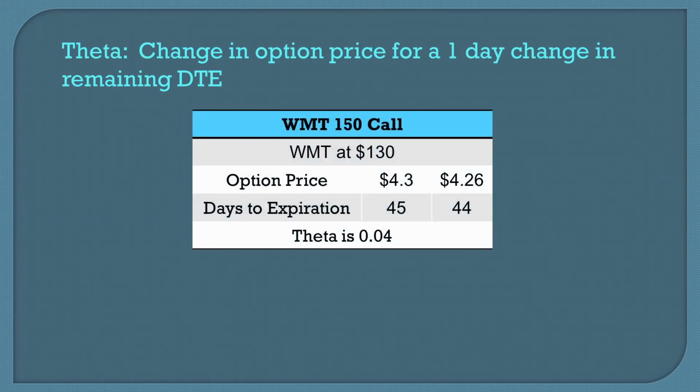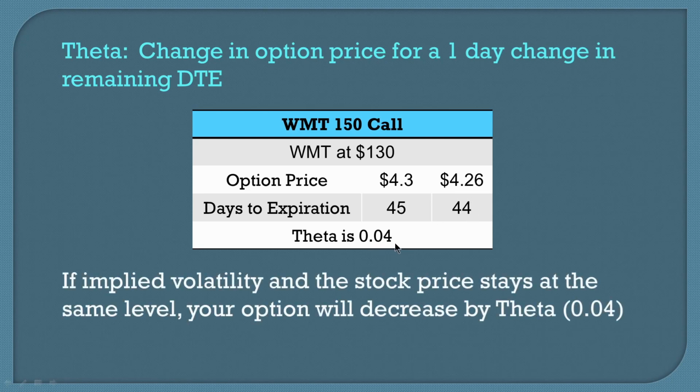Let's look at an example on theta. We are looking at Walmart this time, and let's assume that the current price of Walmart is $130 and you purchase a 150 call on Walmart with 45 days to expiration. If Walmart stays at the same price, $130, and its implied volatility does not change, a 1 day decrease in the days to expiration of the option will cause your call option to decrease by theta, which is 0.04. So theta represents the time decay of your option, assuming that price and IV remain at the same level.